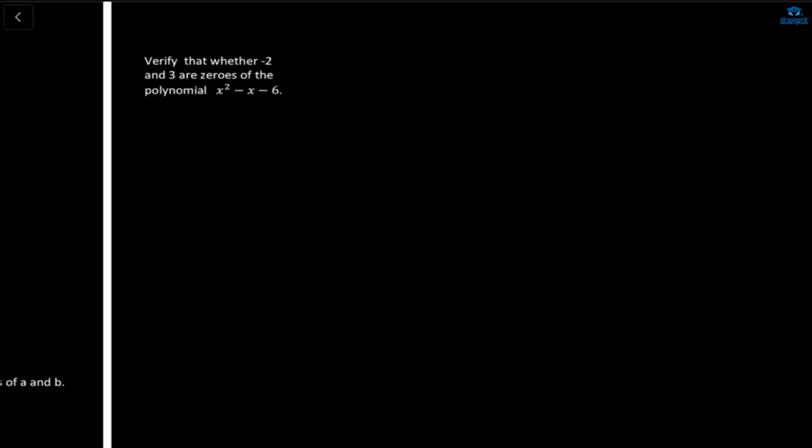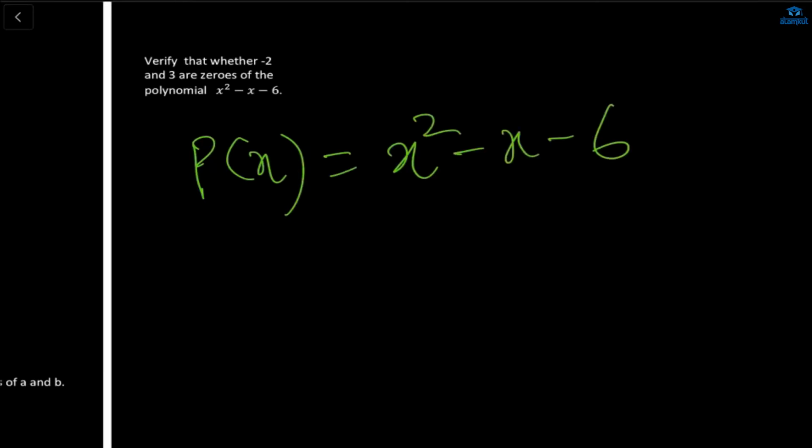Arham, any idea? Are you going to verify that minus 2 is the zero of this polynomial? You just keep x as negative 2 and check. Yeah, very good. If the answer is 0, then it's correct. If it's not, then it's wrong. Here our polynomial is x square minus x minus 6. Am I right, everybody? Yeah.